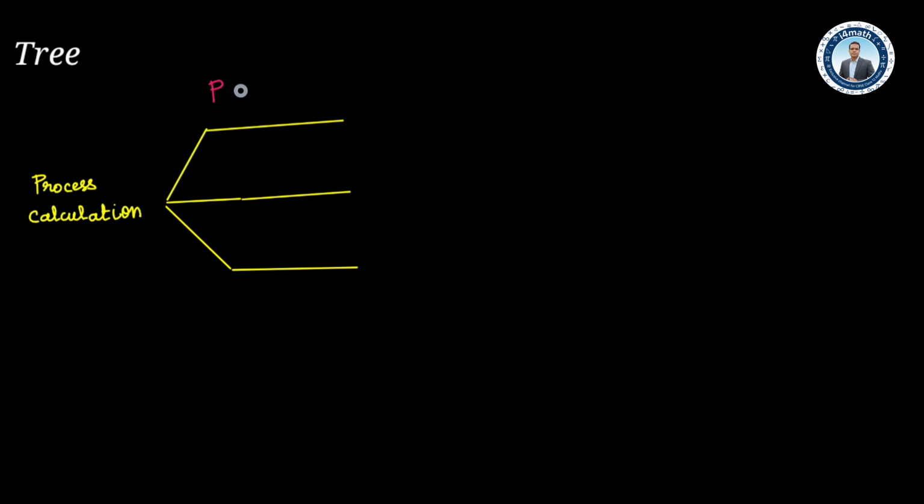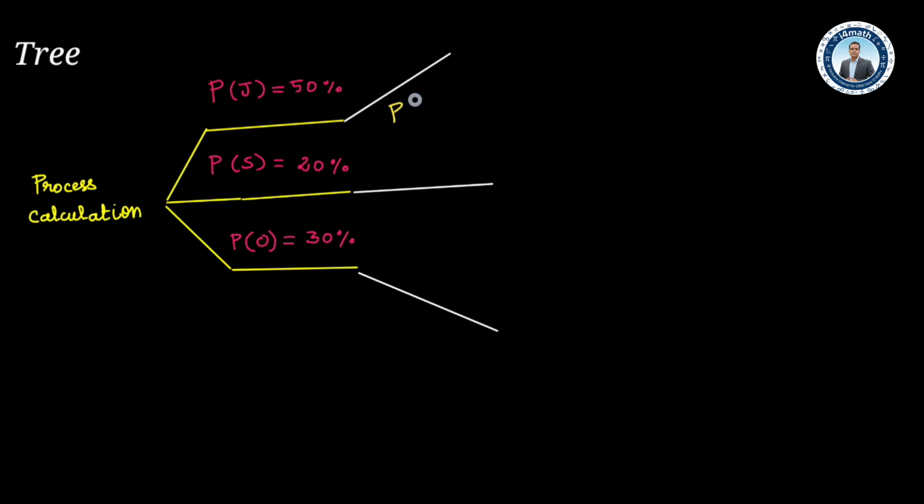Let's decode it. We have 3 employees, Jayant, Sonia and Olivia. They process forms and they make mistakes. Jayant does 50% of the work. Sonia does 20%. Olivia does 30%. Now let's look at their error rates. Jayant messes up 6% of the time, Sonia 4%, Olivia 3%.